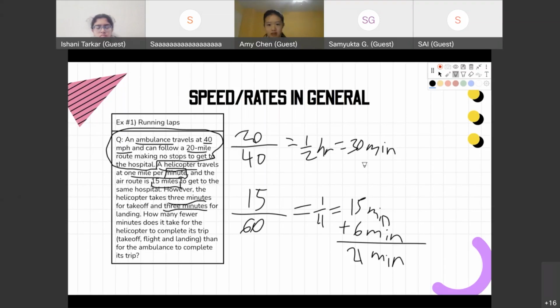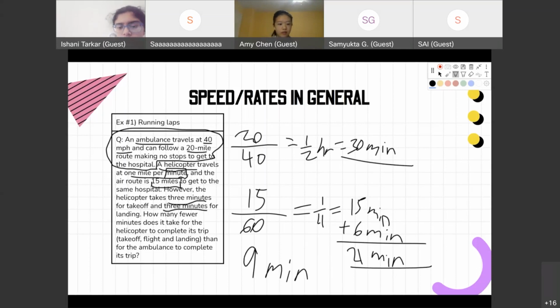And now, since we have the time that it takes the ambulance to travel, which is 30 minutes, and the time it took for the helicopter to travel, which was 21 minutes, we just find the difference between them. So 30 minus 21 is just 9 minutes. So the helicopter takes 9 fewer minutes to travel to the hospital than the ambulance.